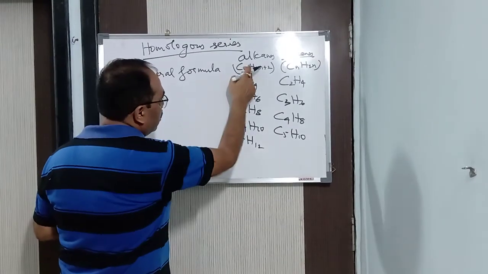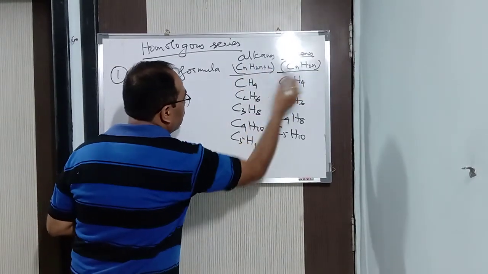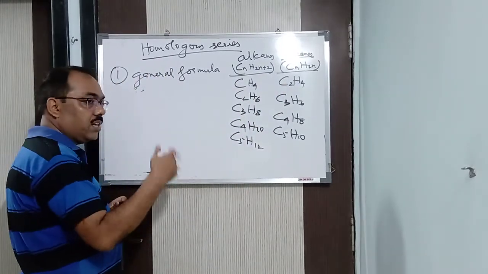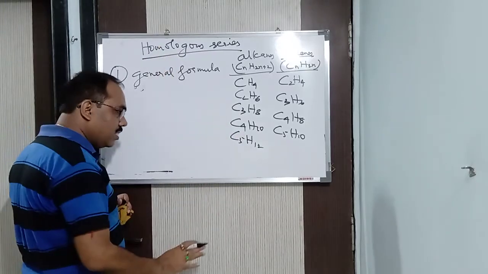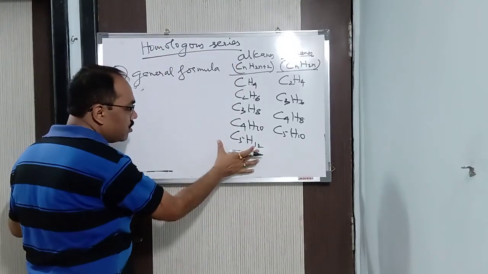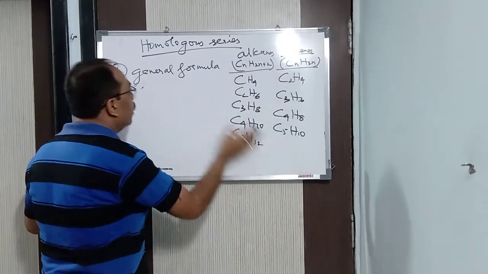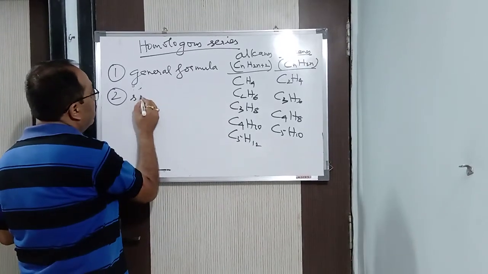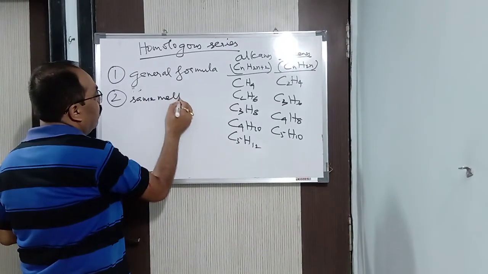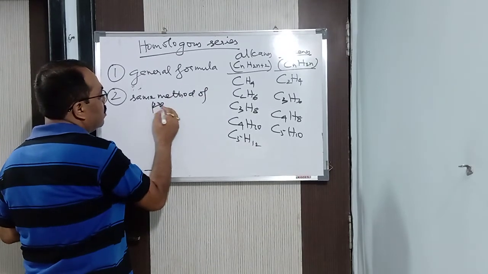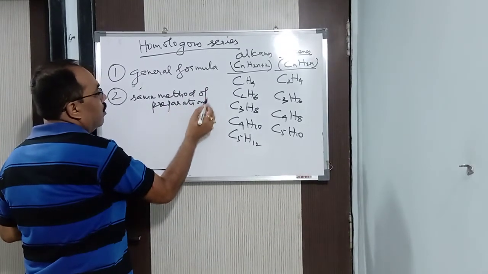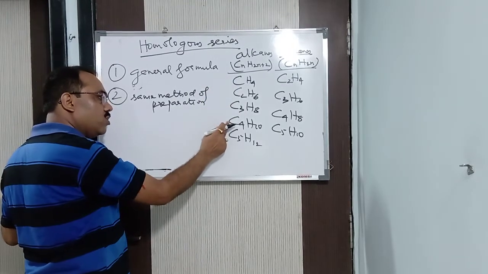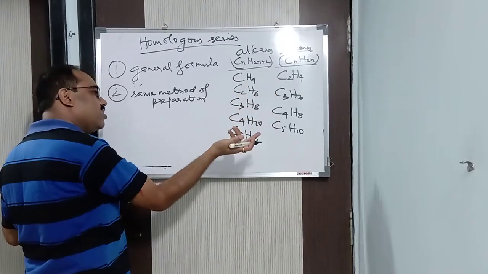Same general formula. As you can see, the general formula for alkane is this, for alkene is this, for alkyne will be CnH2n minus 2, for alcohol ROH, for carboxylic acid RCOOH. So under the same general formula, all these compounds come. Alkane comes under it, alkene comes under it. So they have got the same general formula. The second point is that they have got the same method of preparation. Methane is prepared by a method, and ethane is also prepared the same way. Propane is also the same way. Butane is also the same way. Similarly, ethene, propene, all these have got the same method of preparation.